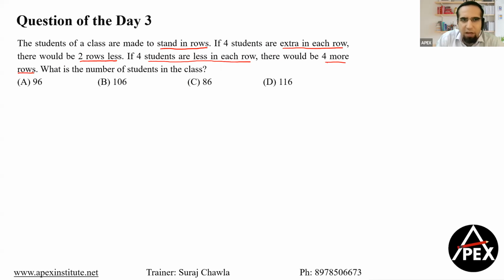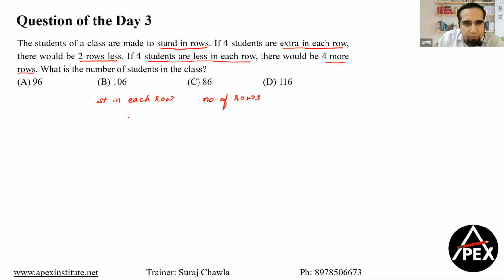So if you observe, there are two terms which are used in this question. One is the students in each row, and then we are talking about the number of rows. So whenever I see a question on simple equations, it is very important for me to understand the terms and establish a relationship between these two terms. Right. So now let's try to understand.